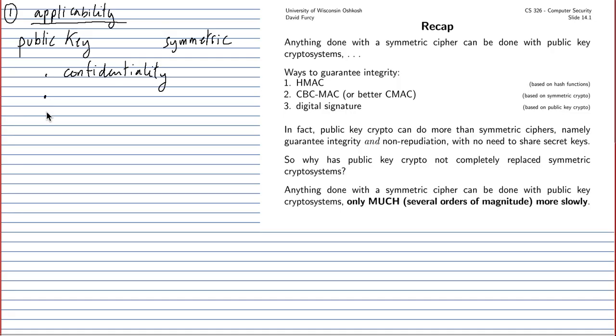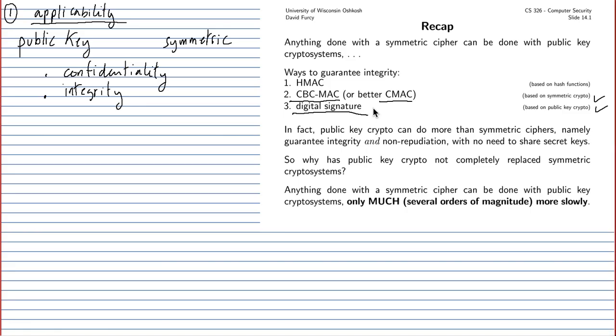Then another goal of computer security was integrity. So remember that in terms of integrity, we could either use a symmetric crypto system like CBC-MAC or CMAC, in which case we would use a block cipher in CBC mode, and then we would use the last block or the CBC residue as the integrity marker. So we could do integrity with symmetric crypto systems, but of course we could also enforce integrity using a public key crypto system, using, for example, a digital signature.